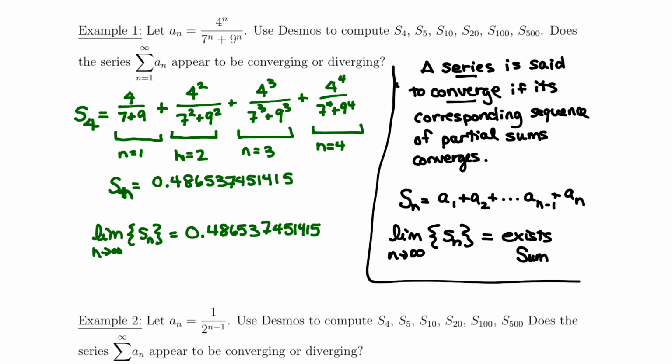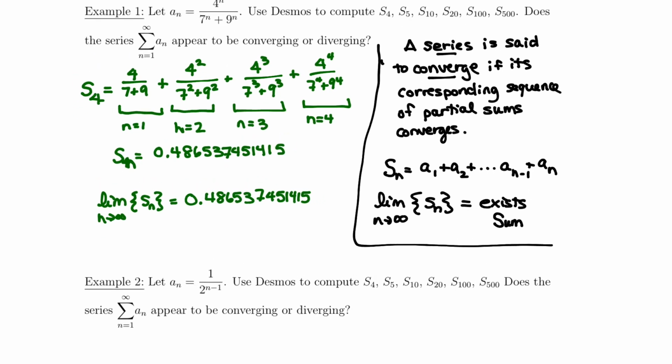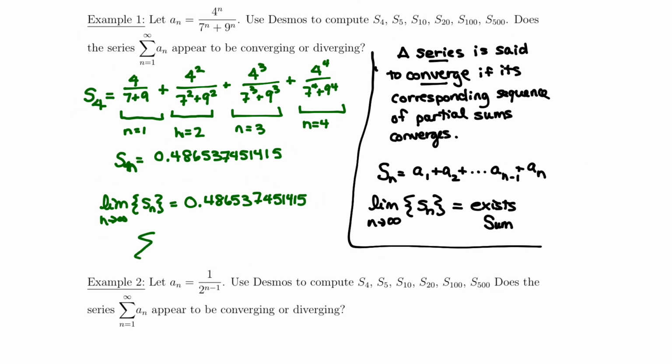We would say that if this limit exists, then that would mean that this infinite summation, provided this limit exists, which it does, this would be the sum of the series, and we would say it's 0.486537..., right? Okay. That's the terminology.